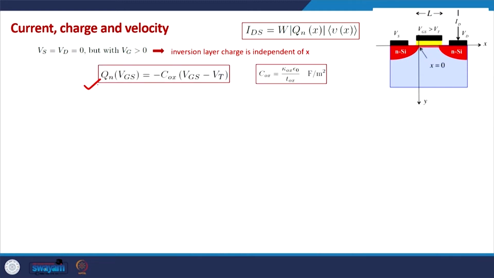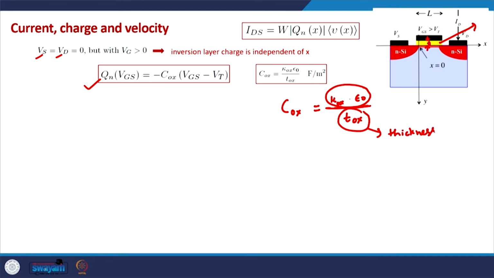So, the charge in the channel, when the source and the drain terminals are grounded, is given as minus Cox times VGS minus VT, where Cox is essentially the capacitance of this gate oxide, and it is written as Kox times epsilon naught divided by Tox, where in the numerator Kox is the dielectric constant of the insulator and Tox is the oxide thickness. This is basically in this direction, the thickness of oxide on top of the channel.